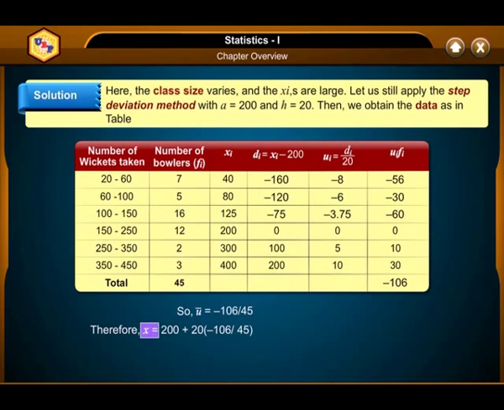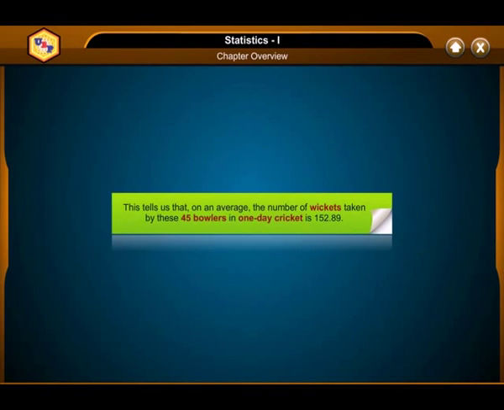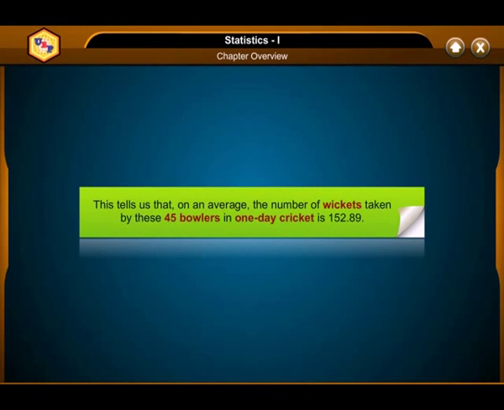Therefore, x bar is equal to 200 plus 20 into minus 106 upon 45, equal to 200 minus 47.11 equal to 152.89. This tells us that, on an average, the number of wickets taken by these 45 bowlers in one-day cricket is 152.89.